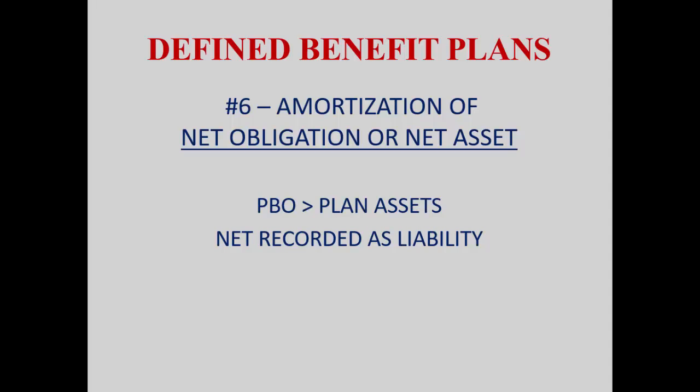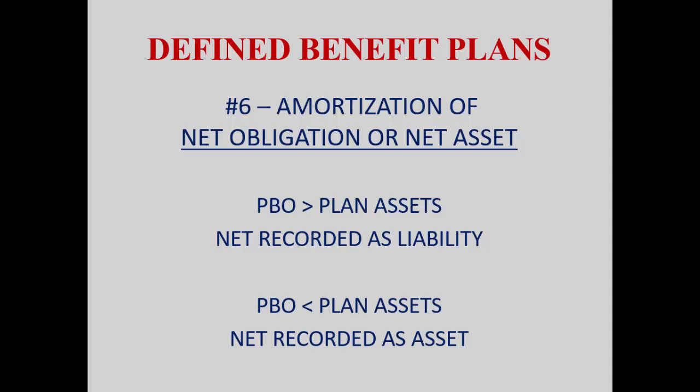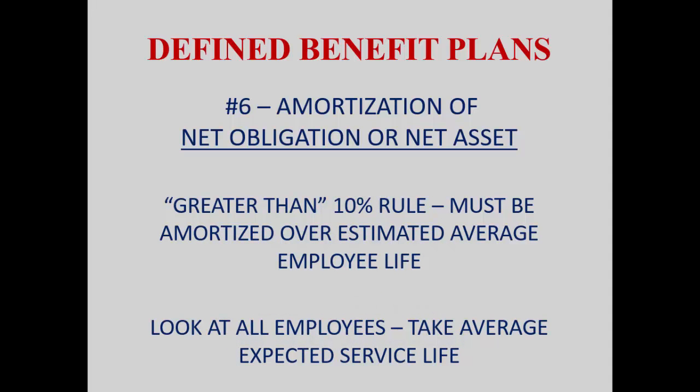And that's the key. On financial statements, you will not see the total PBO and you will not see the total plan assets. You will just see the net amount. Now, if the liability, the PBO, is less than what you have set aside in your plan assets, then the net amount is recorded as an asset. Now, what about that greater than rule? It must be amortized over the estimated average employee life. So you look at all the employees and you take the average expected service life.